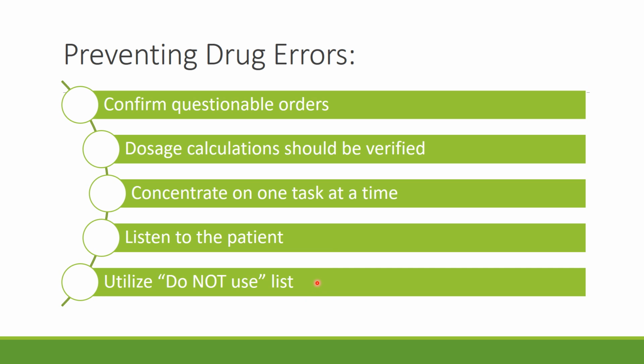Always utilize a do not use list. These are put out by the Food and Drug Administration and some other pharmaceutical agencies. These are drugs that may not be safe to use in certain populations. It's always important too, I think, before you administer any drug, that you look the drug up, particularly if you're not familiar with it, that you find out what the typical use is and if there are any implications that you need to be aware of as far as administration.